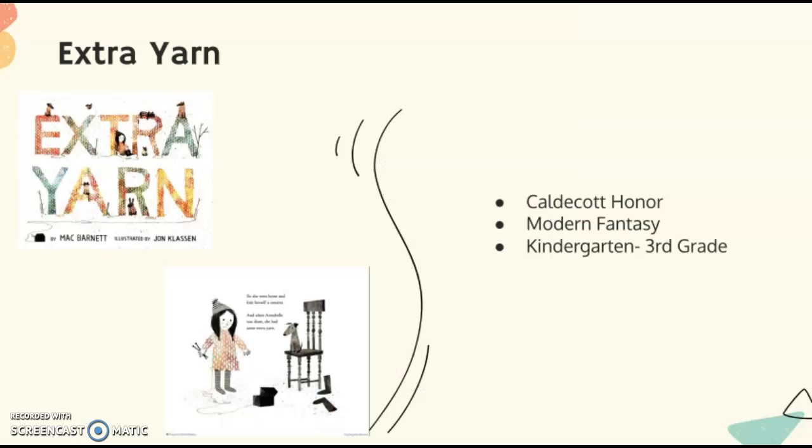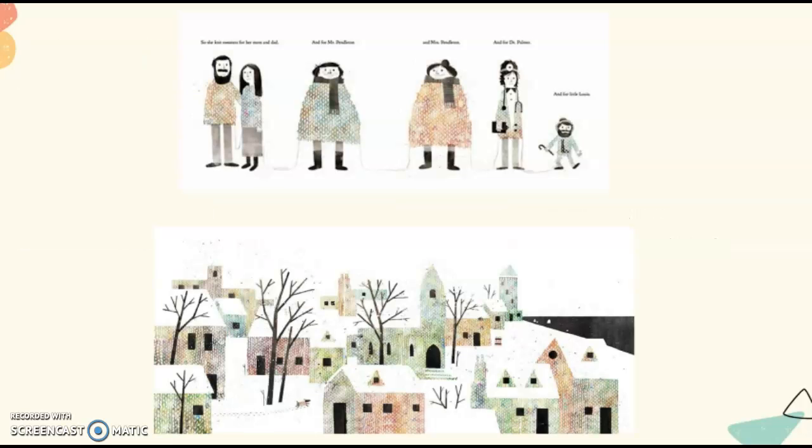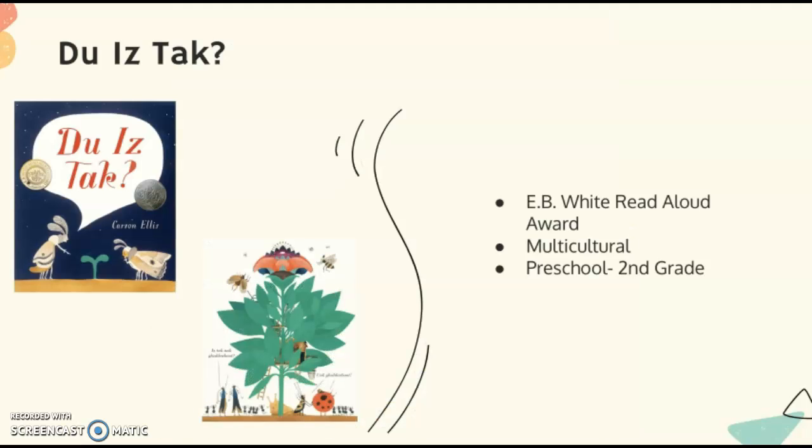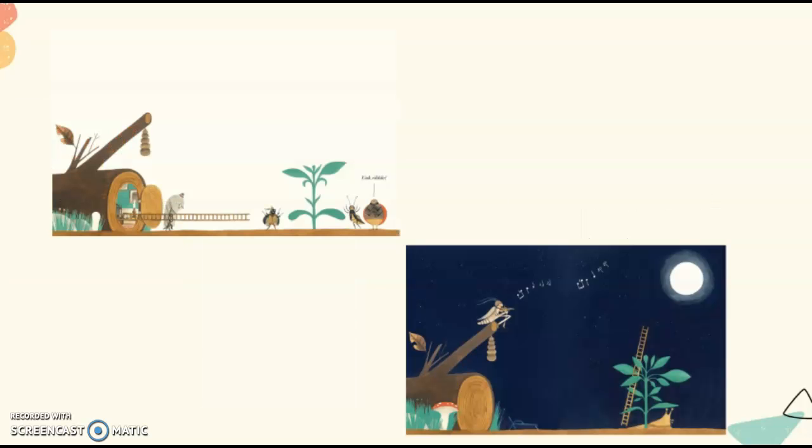The next book we have is Extra Yarn by Mac Barnett. This story was very cute and made me think about how we should share our talents and joys with others to bring them joy as well. The 4th book in this set is titled Du Iz Tak, and it was written by Carson Ellis. This book had beautiful pictures, and I also liked the fact that even though I couldn't understand what the bugs were saying, I could still understand what was happening by looking at the illustrations in the book.